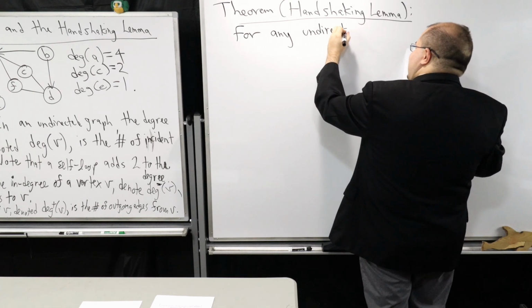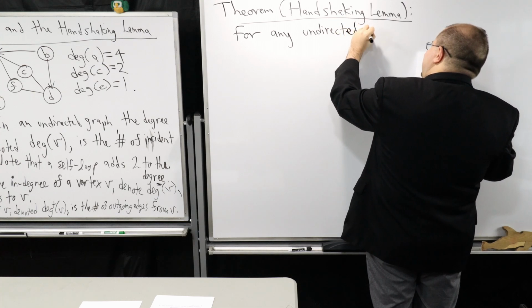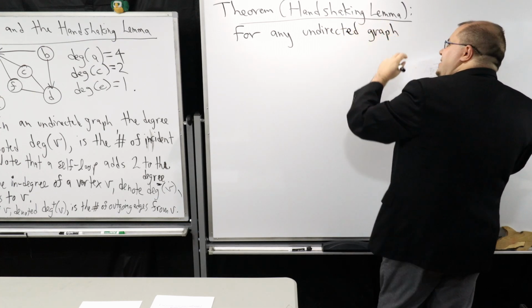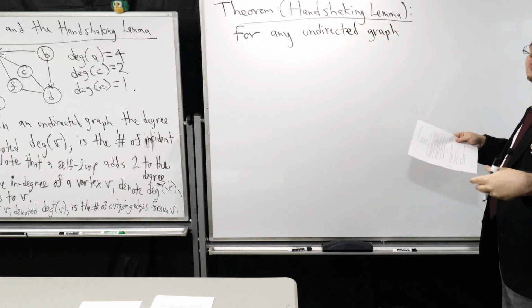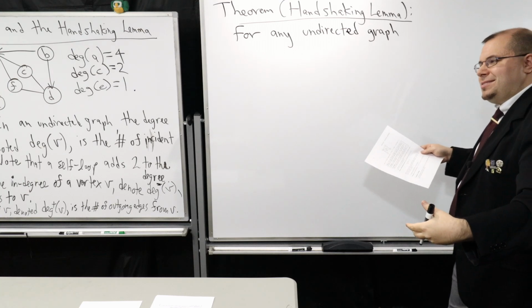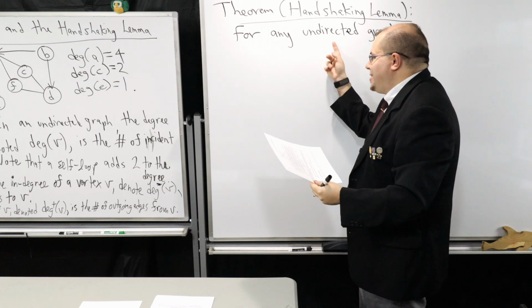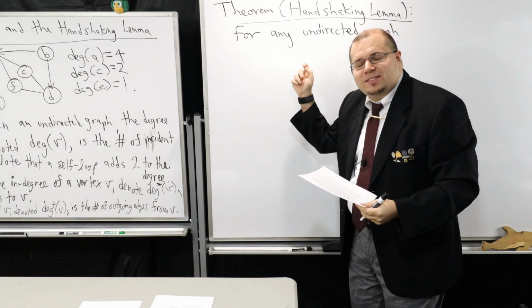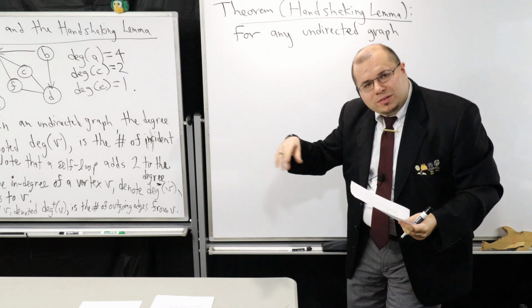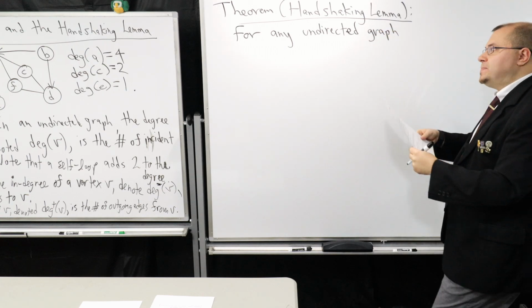Just to be very clear, for any undirected graph, so last day I said, I'm not making any assumptions, other than it's undirected. I'm literally saying any undirected graph. That means that this graph may not necessarily be simple, so it may have multi-edges and self-loops.